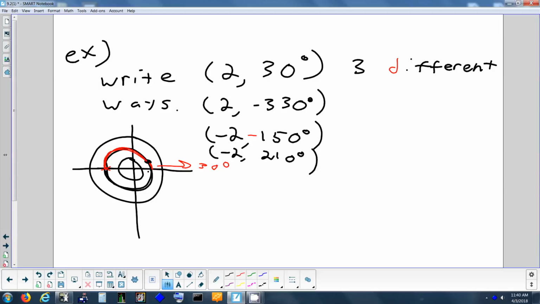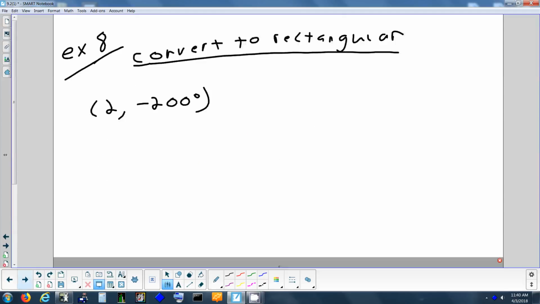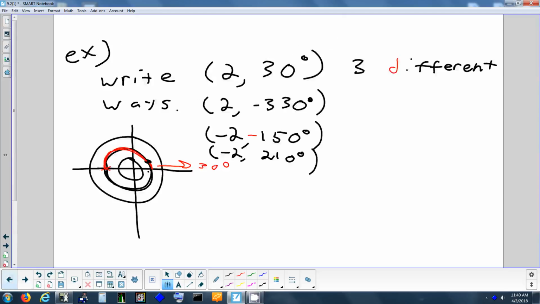Great. So my advice is most people find it easier to do it in degrees than radians, because once you throw pi's in there, it gets confusing. So change it to degrees if you need to. All right.